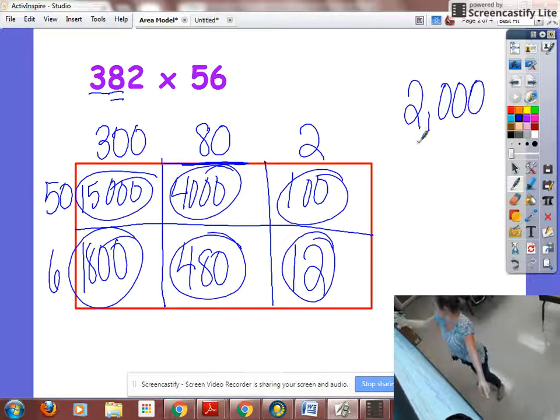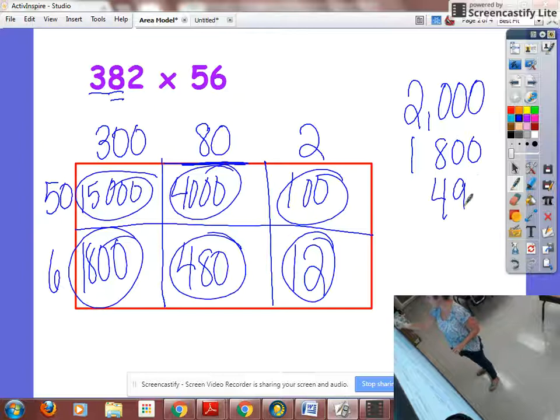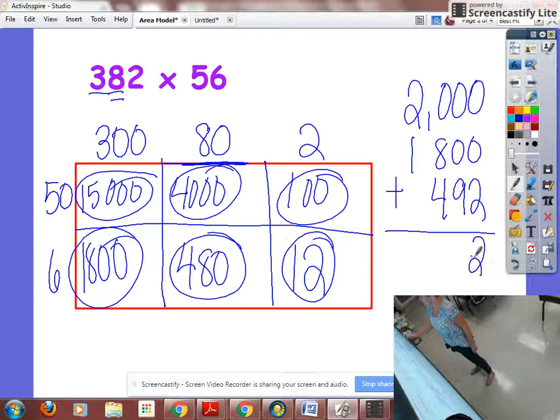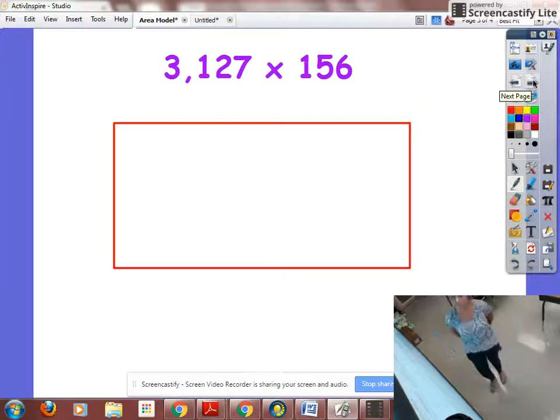So we have 1,800, and then I'm going to add the 480 plus 12 and make it 492. Okay, you've got 2, 9, 12, carry the 1. 4,292.